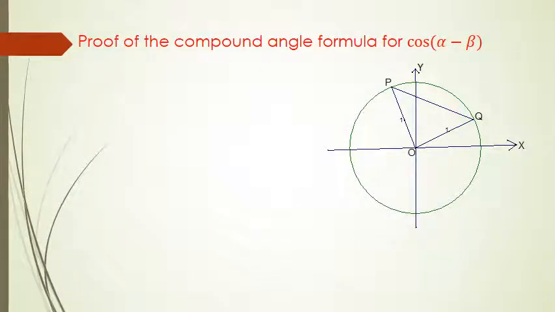Proof of the compound angle formula for cos (alpha minus beta). Let P and Q be points on the circumference of a circle with center O and a radius of 1 unit. Let the angle POX be alpha. This angle here is alpha. And let the angle QOX be beta. This angle here is beta.